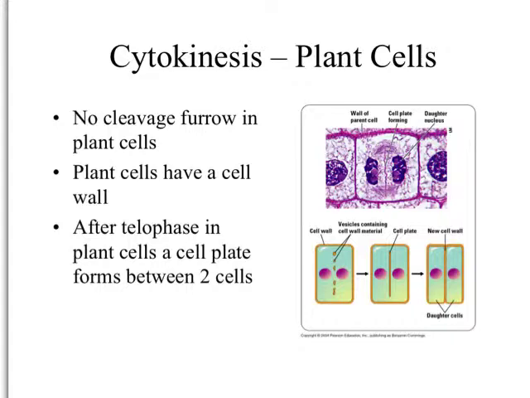Now plants go through all the same types of steps. The only difference is the cytokinesis phase. They don't get a cleavage furrow pinching off 1 cell into 2 new cells. What happens instead, because remember, plants have cell walls, is that after telophase, the plant cell begins to grow cell plates, like little tiny specks of the cell wall that just keep growing and growing together until it literally divides the 2 daughter cells from each other.